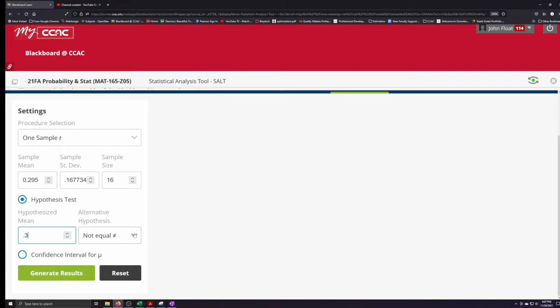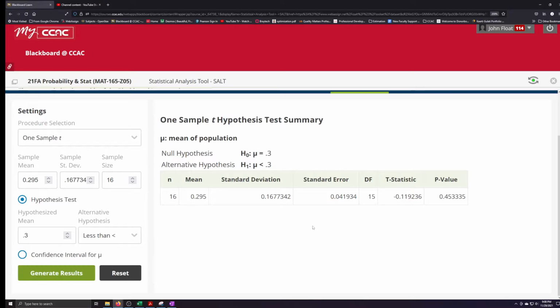And we are looking at the alternative hypothesis, which is less than. Now I'm just going to go ahead and click on Generate Results. Here's our null. Here's our alternative. The mean, 0.295, which is what we calculated. Degrees of freedom was 15. Here's our test statistic, negative 0.119236, which is exactly what we calculated. And like I said, here's our p-value here.